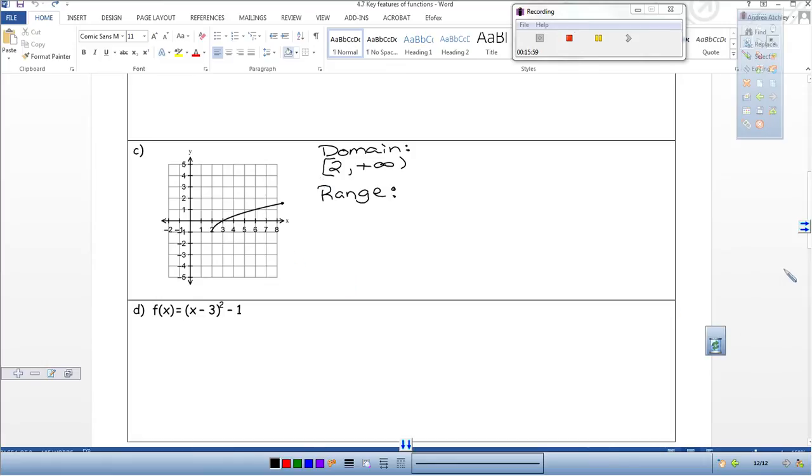Okay, the range. Kyle, what's the range? Negative 1 to positive infinity. The lowest it goes is negative 1 to positive infinity. Any questions over that? We're all good?